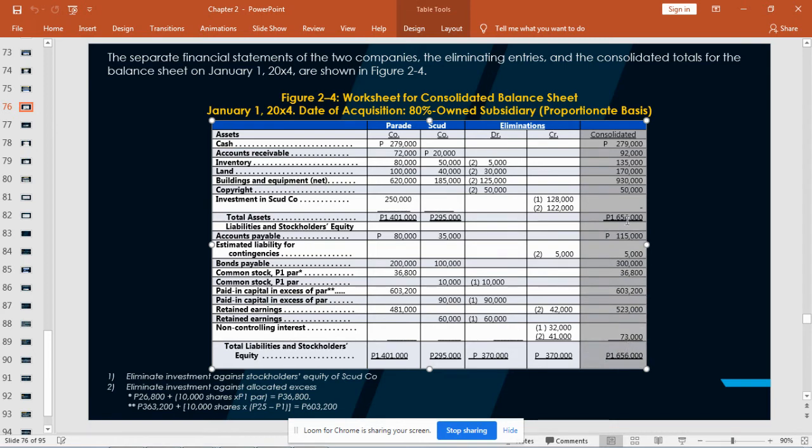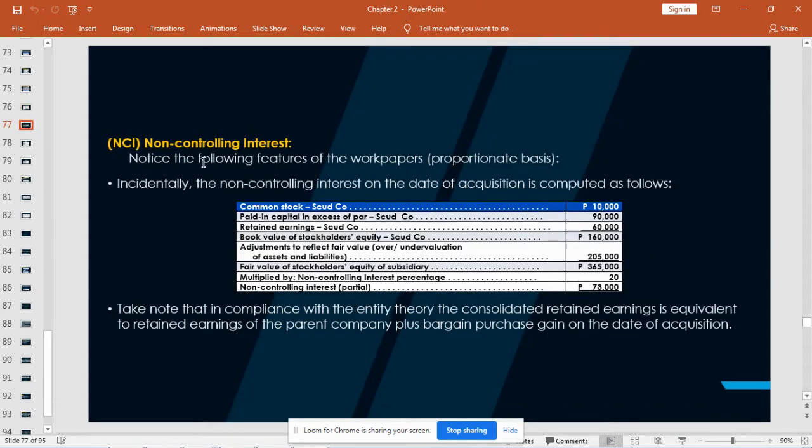We will have a total asset of 1,656,000. Right? Ayan. So, the non-controlling interest. So, notice the following features of the work papers. So, incidentally, the non-controlling interest on the date of acquisition is computed as follows. Ayan.